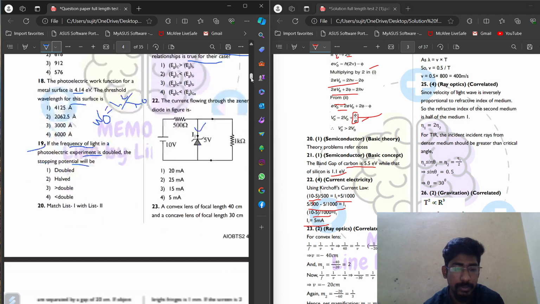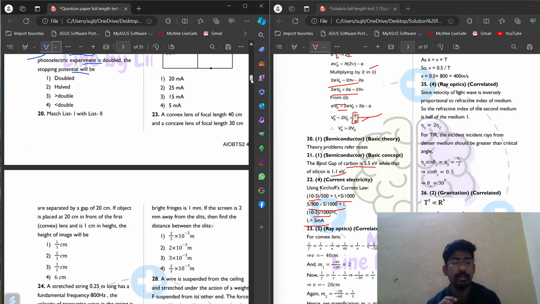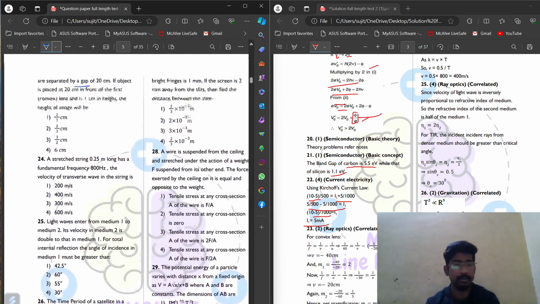Okay, now moving on to the next question. In a convex lens the focal length is 40 centimeter, and a concave lens has focal length 30. They are separated by a gap of 20 centimeter. This kind of problem is already solved in FLT 1, I think. You have to calculate it by this formula.